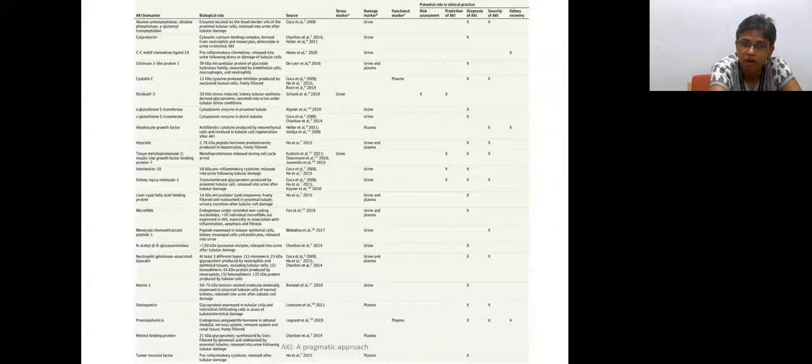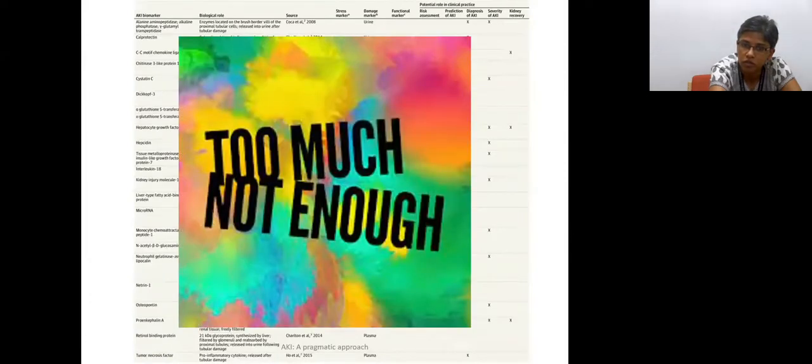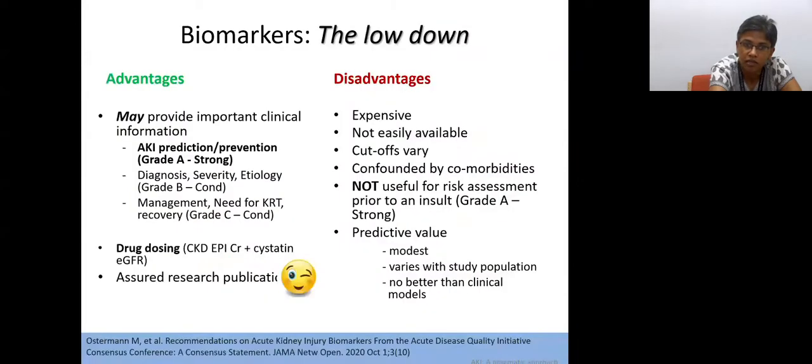Now, I'm not a big fan of biomarkers, and this is the reason why: there's a whole lot of them, and every study will give you different findings, different cutoffs, and in my opinion, it just increases confusion. But this is the lowdown on biomarkers.